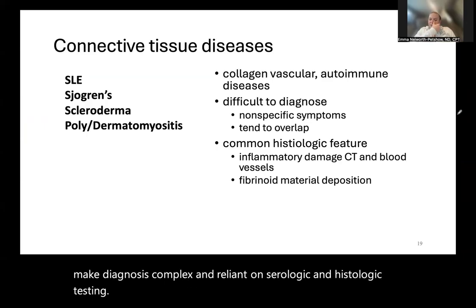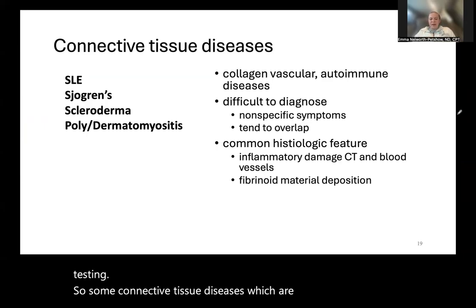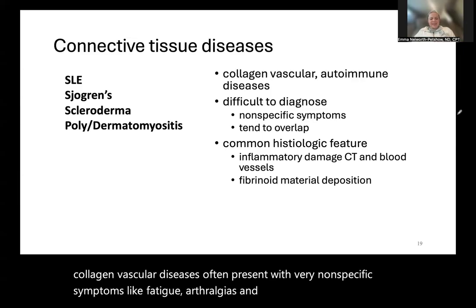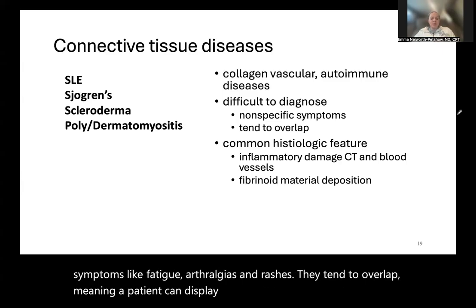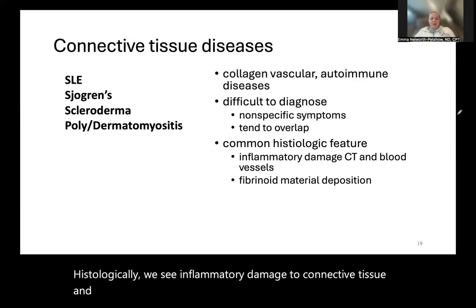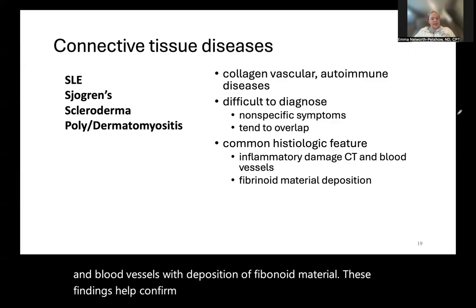Some connective tissue diseases, which are sometimes called collagen vascular diseases, often present with very non-specific symptoms like fatigue, arthralgias, and rashes. They tend to overlap, meaning a patient can display features of multiple disorders. Histologically, we see inflammatory damage to connective tissue and blood vessels with deposition of fibrinoid material. These findings help confirm autoimmune mediated injury.